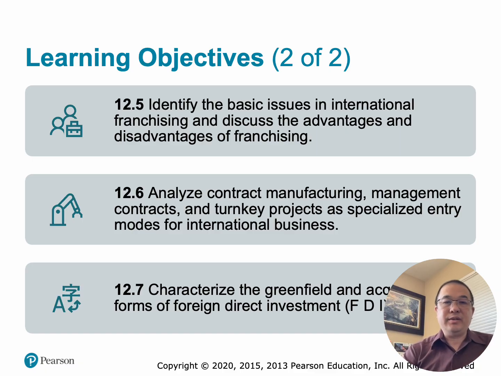Specialized entry modes. This objective introduces three special ways that firms enter foreign markets. A. Contract manufacturing. A company hires a foreign manufacturer to produce its products. The advantages would be lower production costs and no need to build factories, but the disadvantages would be less control over production quality and potential loss of proprietary knowledge.